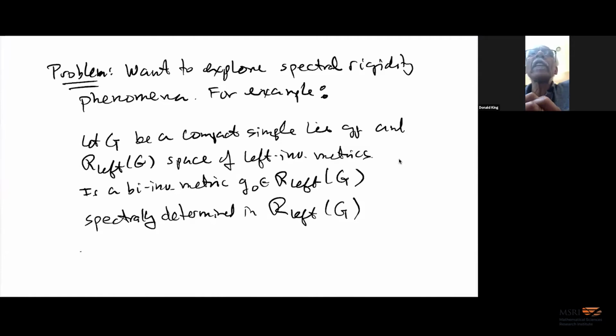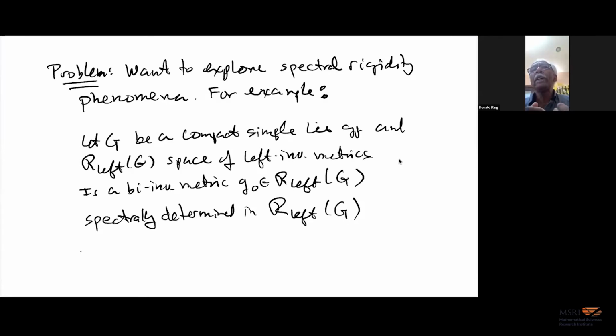So if you have a compact simple Lie group such as the special unitary group SU(2), then it turns out that on any compact simple Lie group, there are left invariant metrics, and there are bi-invariant metrics. With the bi-invariant, you have an action of G on the left and the right. Those metrics are very special.